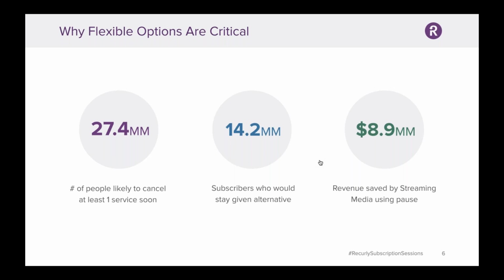When we applied that factor to a common industry, something that we're all using today, streaming media, as we're all trapped in our homes and looking for ways to amuse ourselves in our off hours, we can see a significant amount of revenue that would otherwise go out the door saved by providing flexible subscription management options.